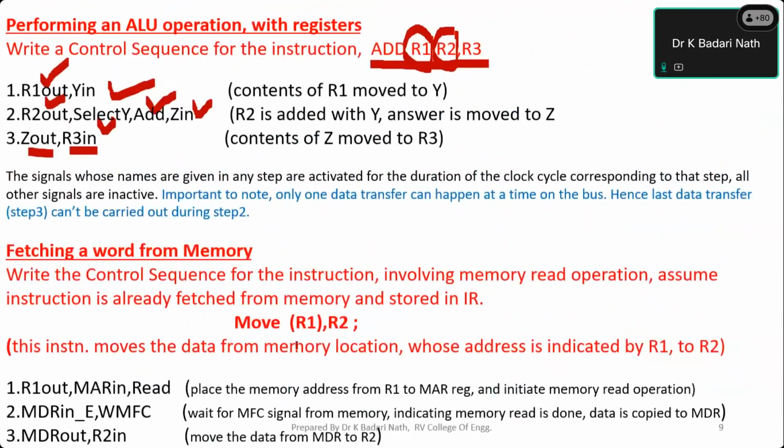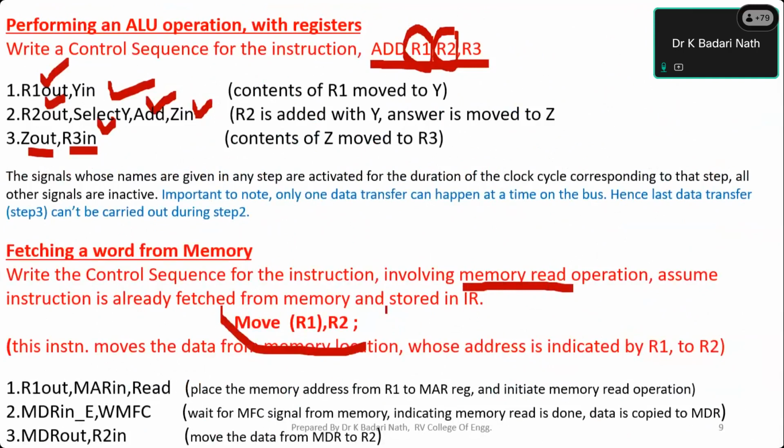Now let's understand the memory. Now I want to read. I want to do a memory write. So we will write a control sequence for the instruction involving a memory read operation. Okay, we will first finish the memory read operation. Assume the instruction is already fetched from the memory and stored in the IR. Now we'll understand the logic.